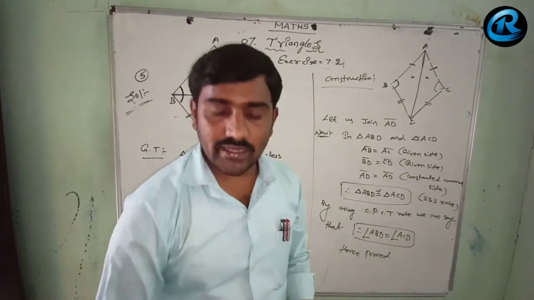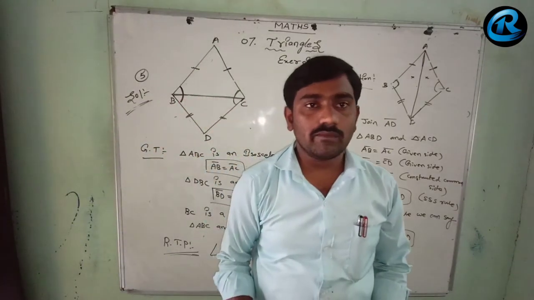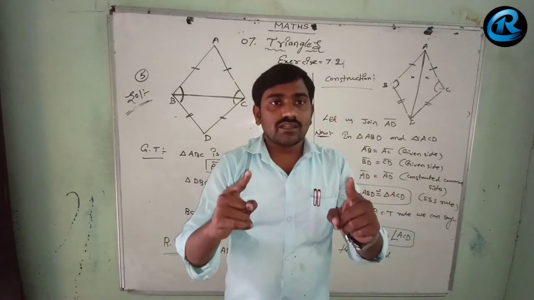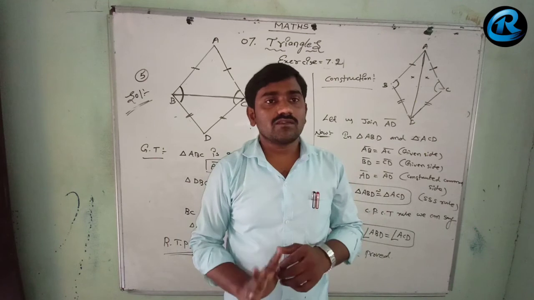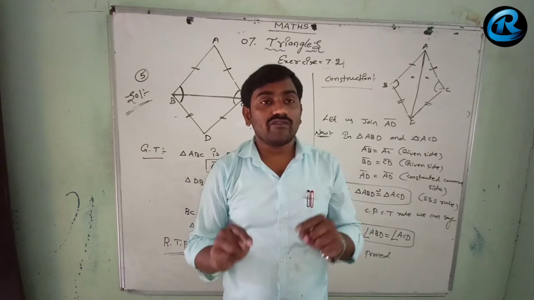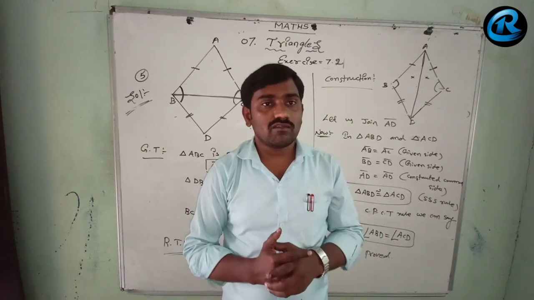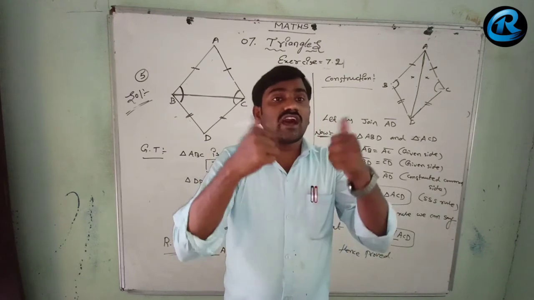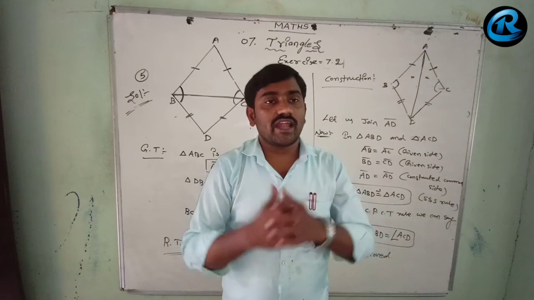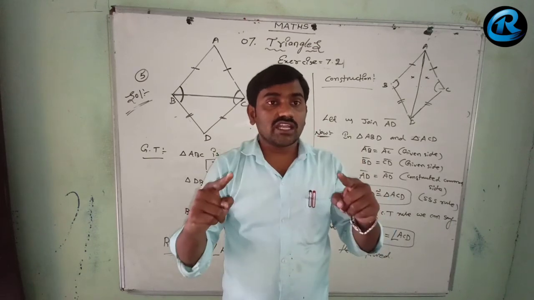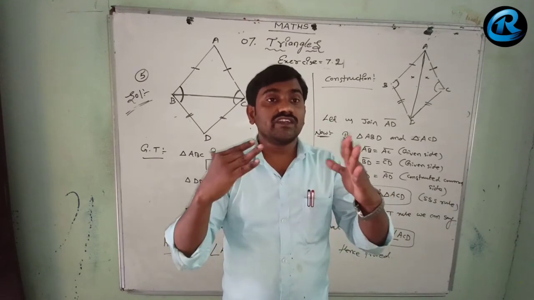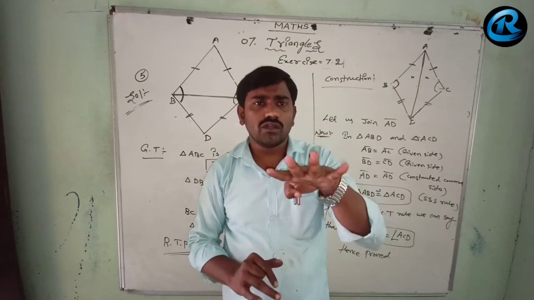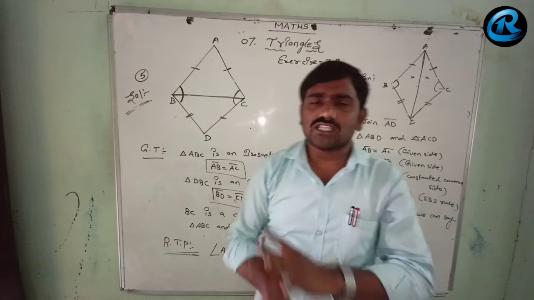Only 5 questions were there in this exercise. All these 5 questions we have completed, children. Once again, you practice the theorems. When two sides are equal, then the opposite two angles are equal. If two angles of a triangle are equal, then the opposite sides are equal. If two altitudes drawn on the sides are equal, the sides of the triangle are equal. If two sides are equal, the altitudes drawn on those sides are also equal. These are the 4 concepts. If you learn them, you can do this exercise 7.2.